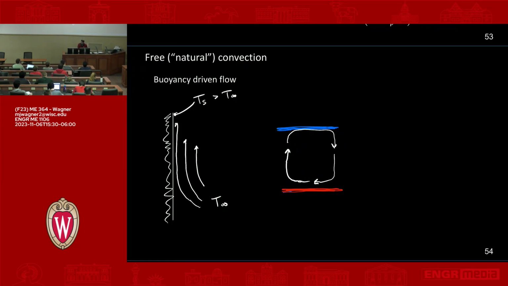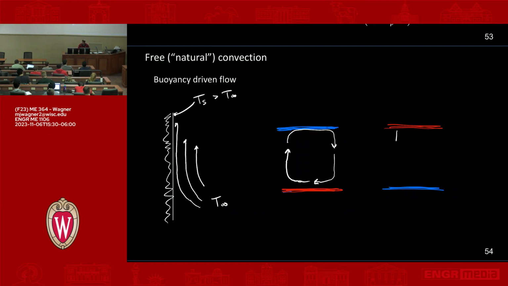What if you had a different situation? What if you had a hot plate on top and a cold plate on the bottom? Oops, cold plate on the bottom here. Then what would happen? Would you get a natural convection current in this case? I'm seeing no's, right? Why is that?